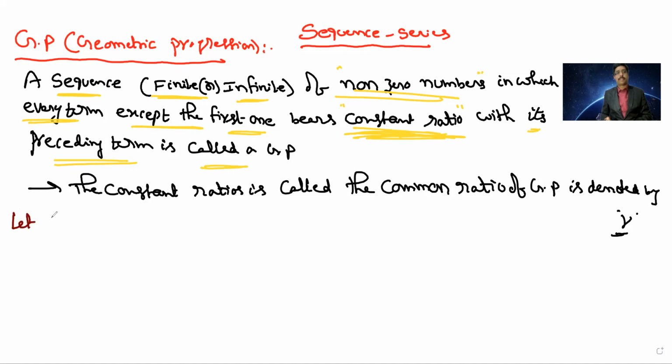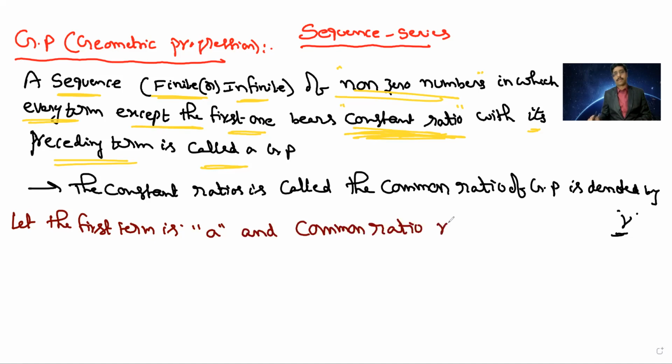Let us take the first term as A and the common ratio as R. Then the nth term Tn is equal to A into R power n minus 1.